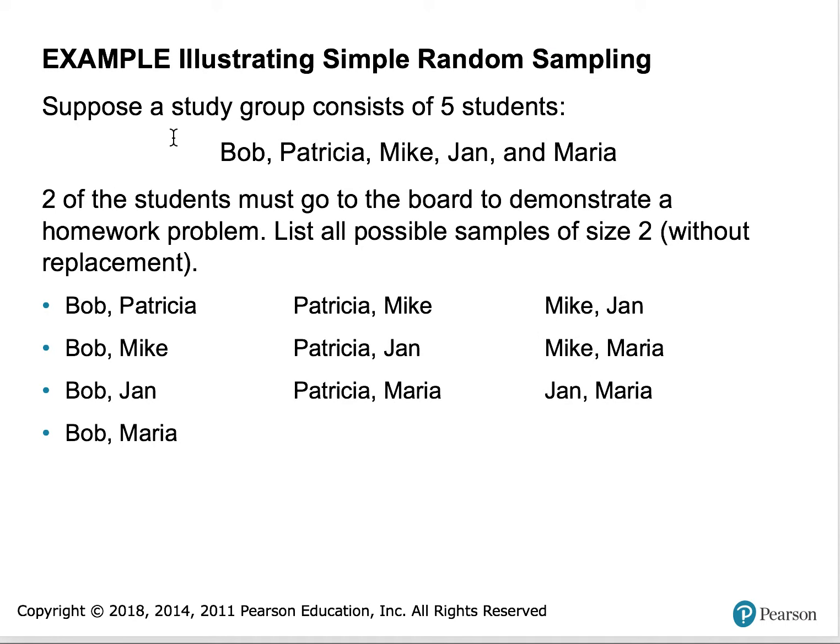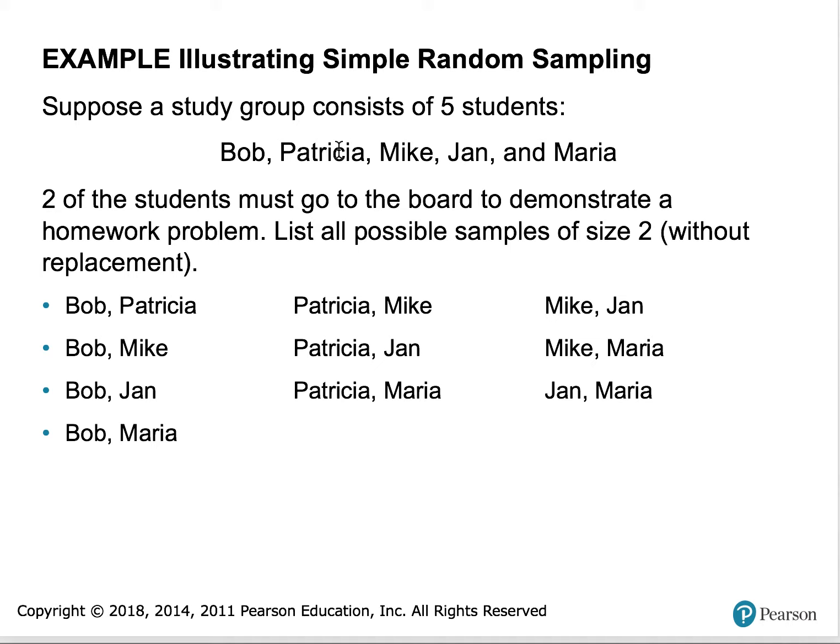So, suppose a study group consists of the 5 students, Bob, Patricia, Mike, Jan, and Maria. 2 of the students must go to the board to demonstrate a homework problem. List all possible samples of size 2. A convenient way when you're asked to do this is to start with Bob and pair Bob with Patricia, Bob with Mike, Bob with Jan, Bob with Maria. Those are the pairs of 2 that Bob can be associated with.